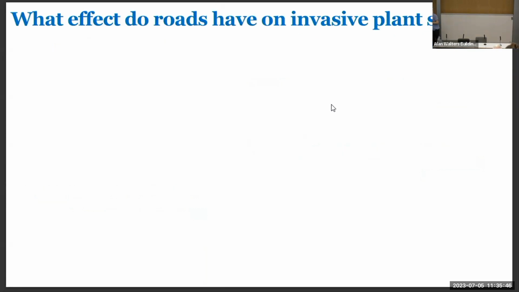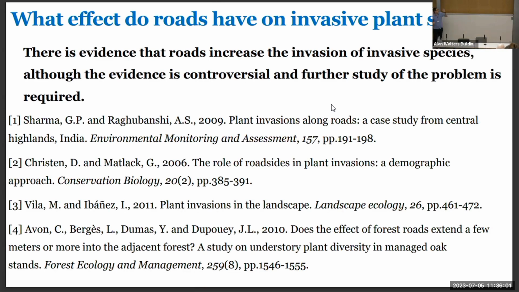So what's the problem we are looking at? The main problem is to try and investigate if forest roads help to facilitate invasiveness of invasive plant species. There's been quite a lot of field data and evidence. There are a few papers here, but there are far more out in the literature that have quite differing results on how roads affect the invasiveness of plants.